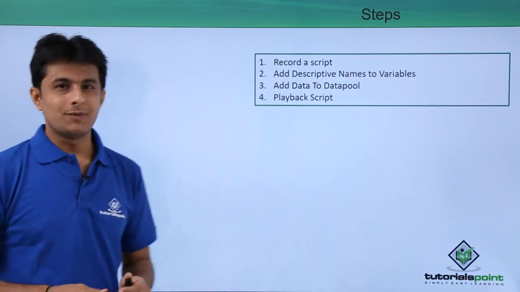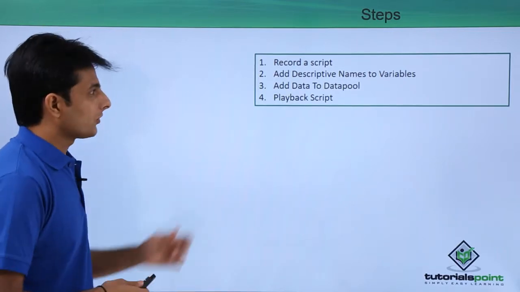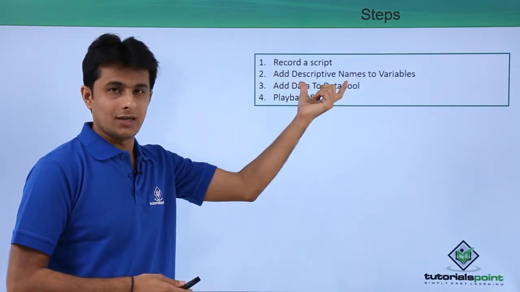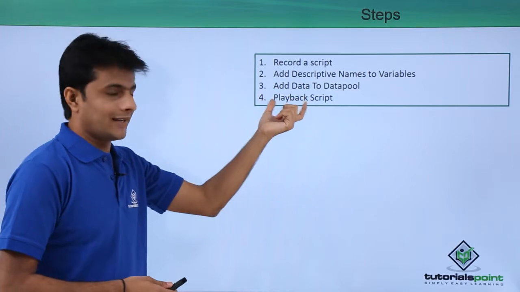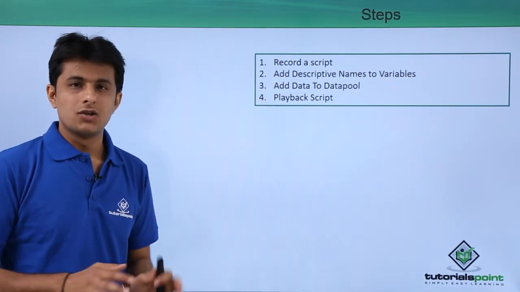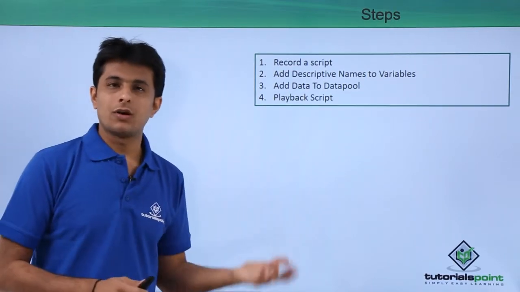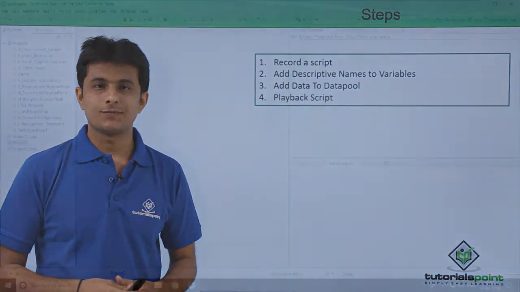The first step is we'll be just recording a simple script, what we have done previously. Later on, we'll add some descriptive names to variables. We'll also add data to that particular data pool. And finally, we'll just play back the scripts. So these are four simple steps we'll be using. So let us see practically how we work on creating a data-driven test.